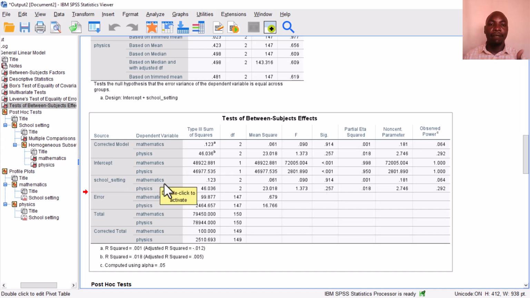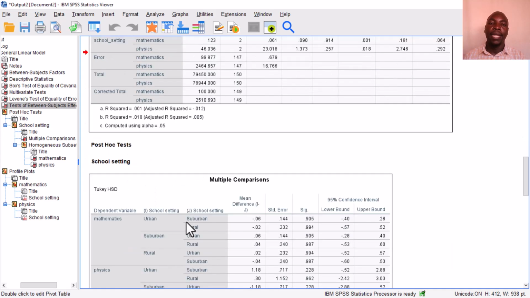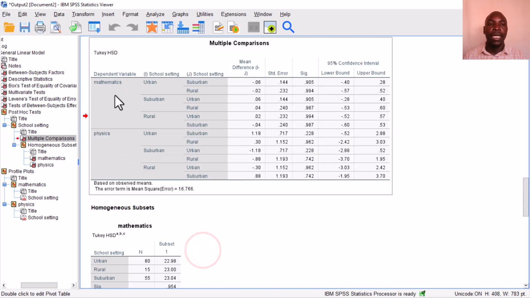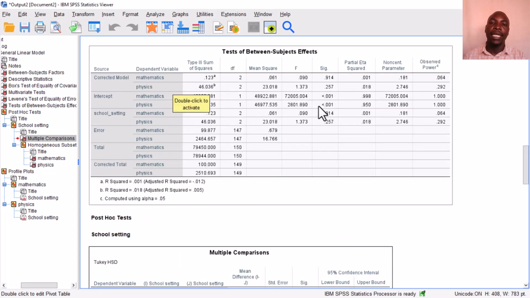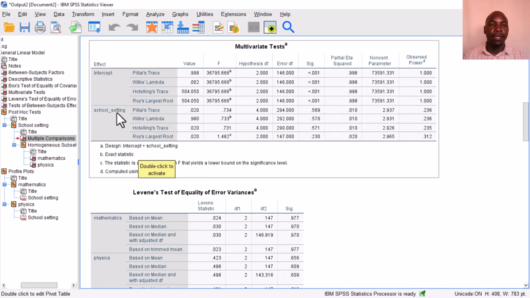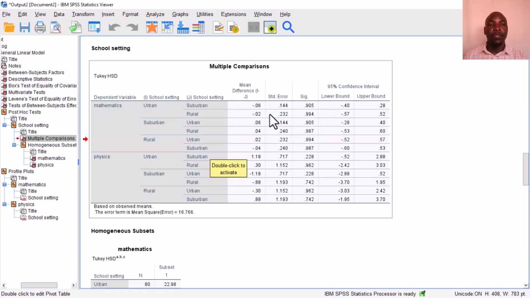If there was a statistically significant difference in the mean mathematics scores, this line here, for the different school settings, then we would go ahead and interpret the post hoc tests, and we see, if we focus on mathematics, which of the levels of school settings would have been differing from each other. We only interpret the multiple comparisons or the post hoc tests if we had significant differences in the tests of between-subjects effects, and if we also had significant differences in the overall multivariate tests, the Wilks' Lambda. So we won't interpret the results of multiple comparisons because there are no differences. They are all the same. Significance levels, you can see all of them are above 0.05.